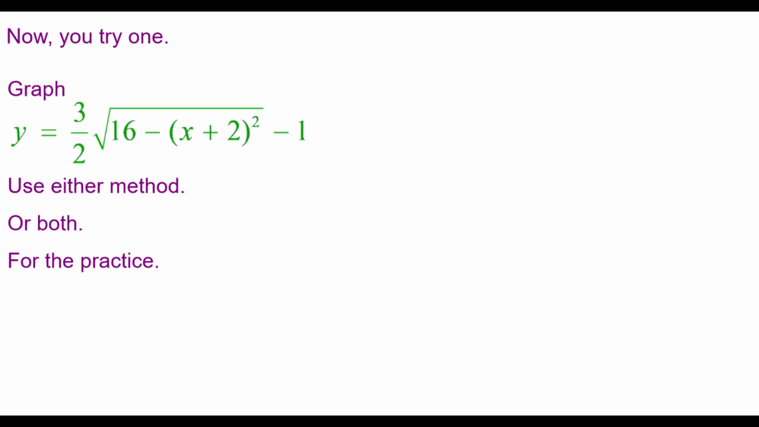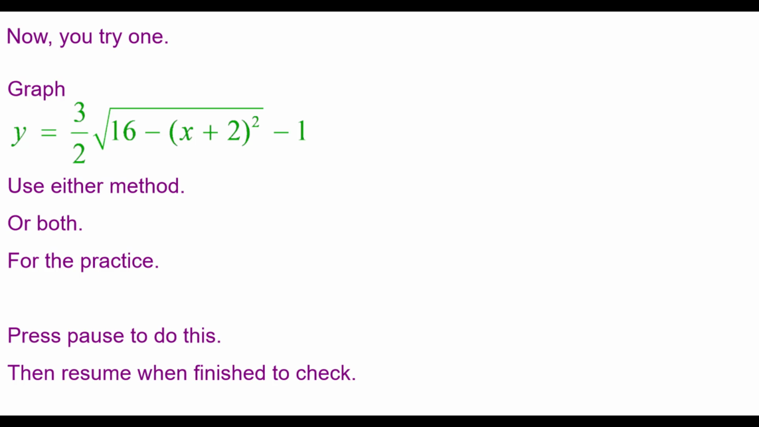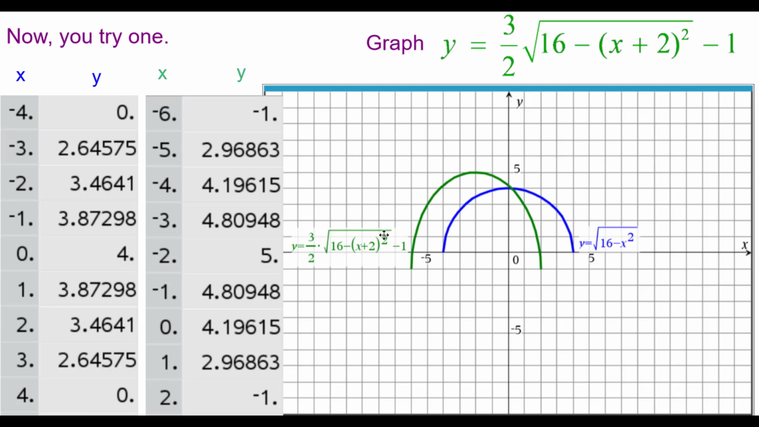Now you try one. Graph y equals 3/2 times the square root of the quantity 16 minus the quantity of x plus 2 squared, minus 1. Use either method or both for the practice. Press pause to do this, and resume when you're finished to check your answer. And here's our answer in green, along with a table with some key points.